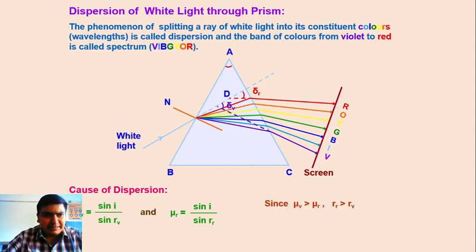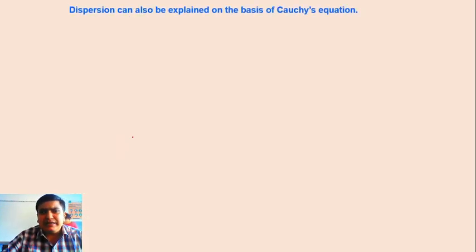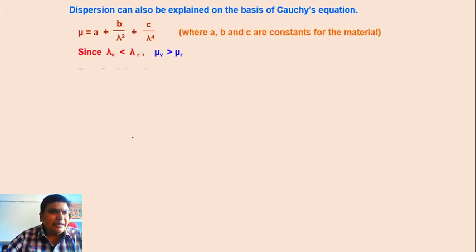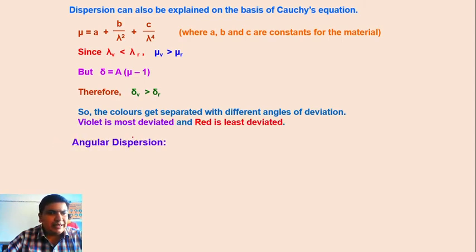So in that case, as you see, mu v is greater than mu r, so the colors are refracted at different angles and hence get separated. Now the dispersion can also be explained on the basis of Cauchy's equation, but it is not relevant to your course. So now we are going through the angular dispersion.